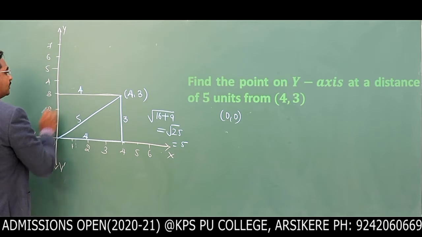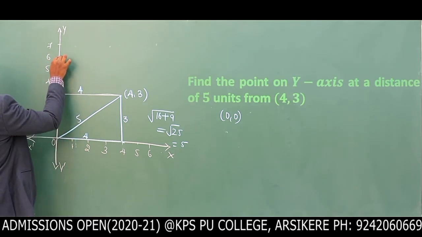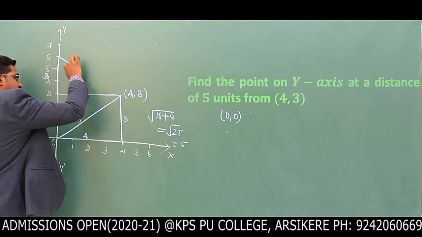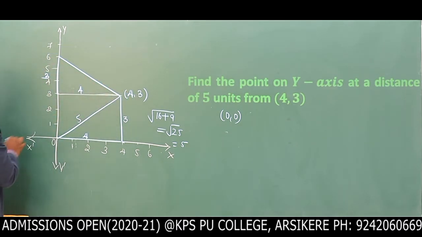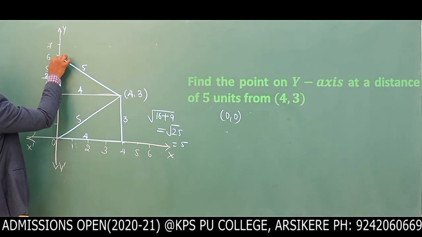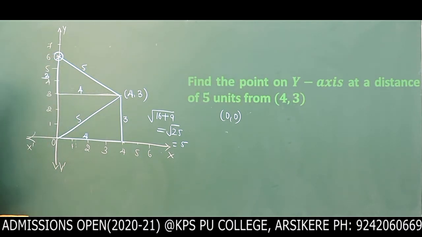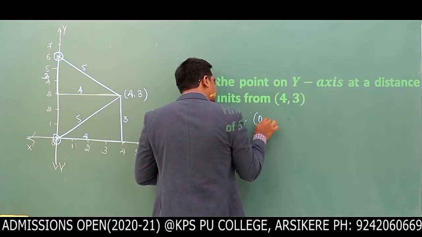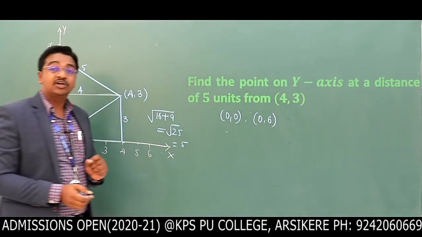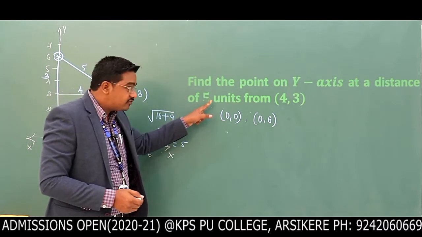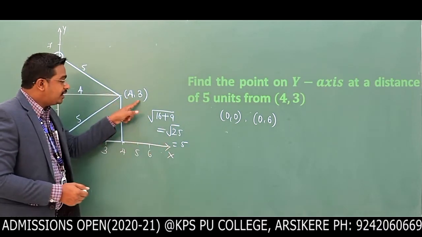Here moving 3 units, again 3 units. Again, the distance of this point from here is also 5 units. So therefore we get 2 points: one point (0, 0) and another point (0, 6). These are the 2 points which are at a distance of 5 units from the point (4, 3).